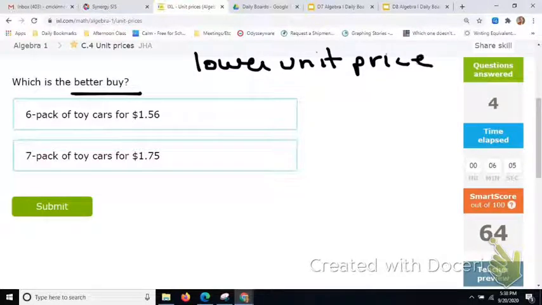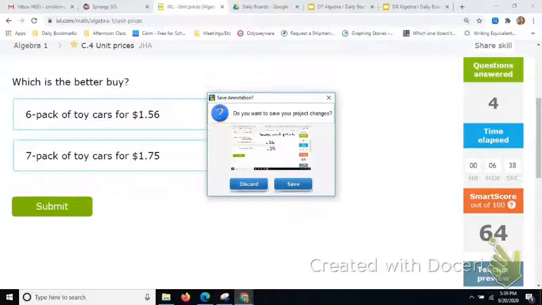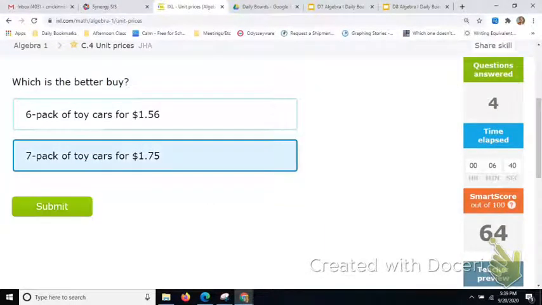So we're going to do the same thing we've just done, but we're going to do it twice. So this gives me 0.26 when I divide. This one gives me 0.25. So the lower of the two would be the 7-pack. So it doesn't mean the overall price is cheaper, it means the price per car is cheaper.